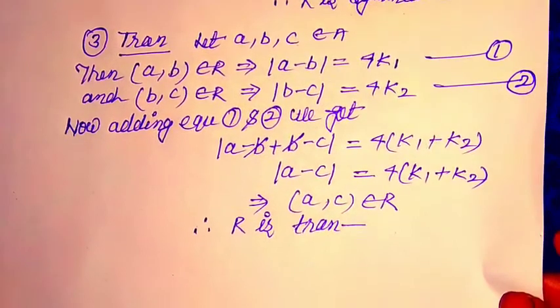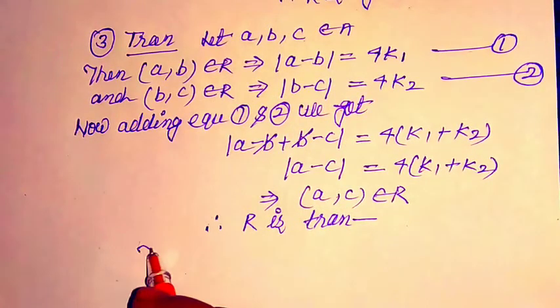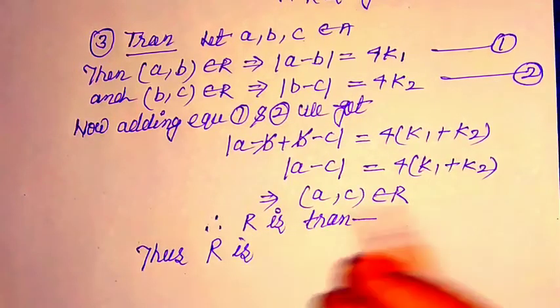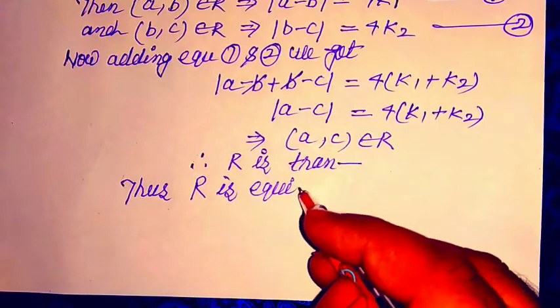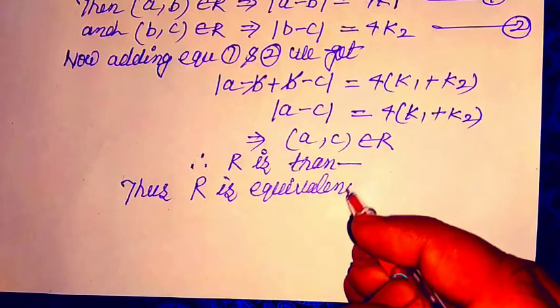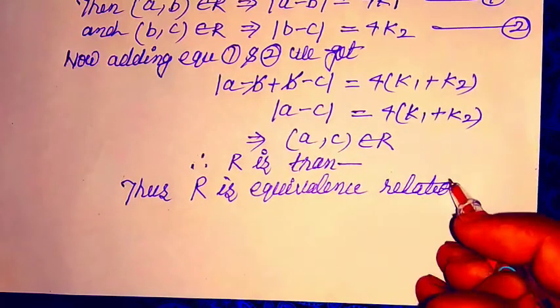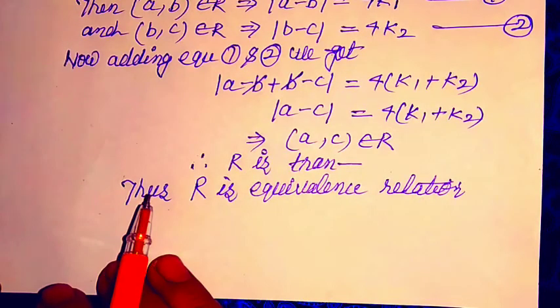So it satisfies all three conditions. So we can write thus R is an equivalence relation. Now see the last part here. Find the set of all elements related to 1. So let's see here.